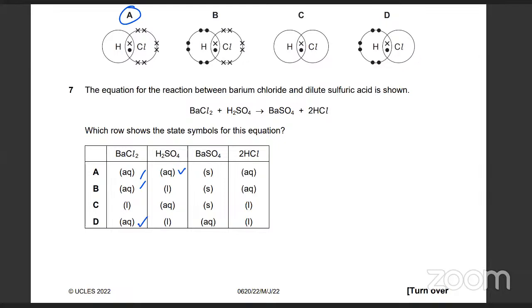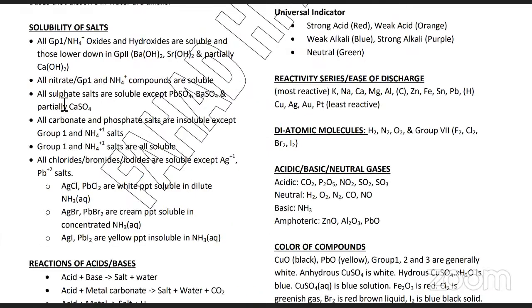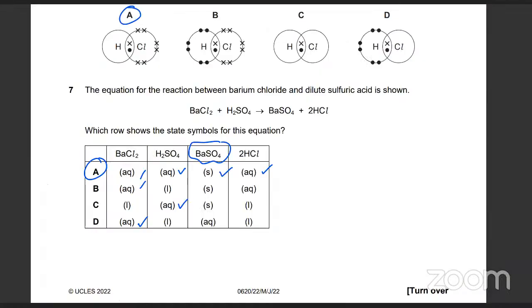Sulfuric acid is an acid, it's aqueous. So basically it's A. Barium sulfate is insoluble. HCl is aqueous as well. Is that clear? Yes. Check the sulfates. What's written for sulfates is that all sulfate salts are soluble except for lead sulfate, barium sulfate, and partially calcium sulfate as well. So let's go to the next.